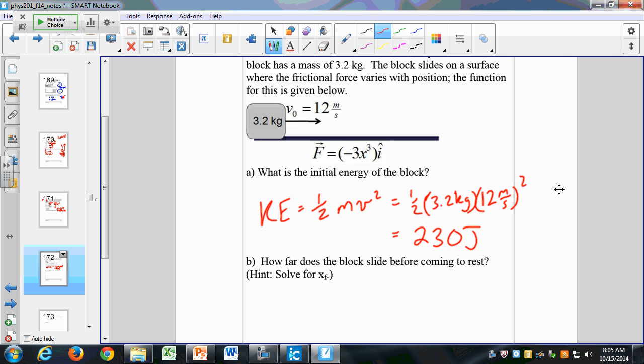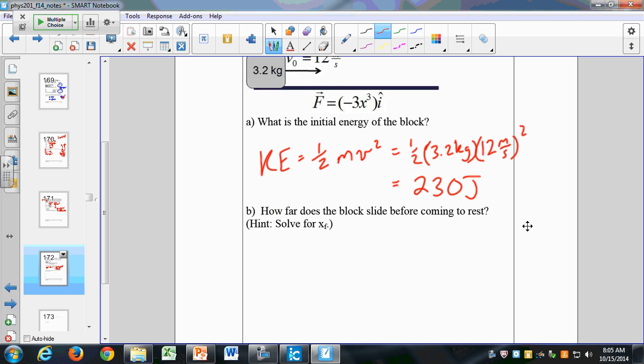All right. Now the next part of the question is a little more complicated. I want to know how far the block slides before coming to rest. Now, this force that's described by this function, negative 3x cubed, is it doing positive or negative work? Notice the sign of this is negative. That means that force is always going to be in the negative x direction. So is it doing positive or negative work? It's doing negative work. It's acting to take away energy.